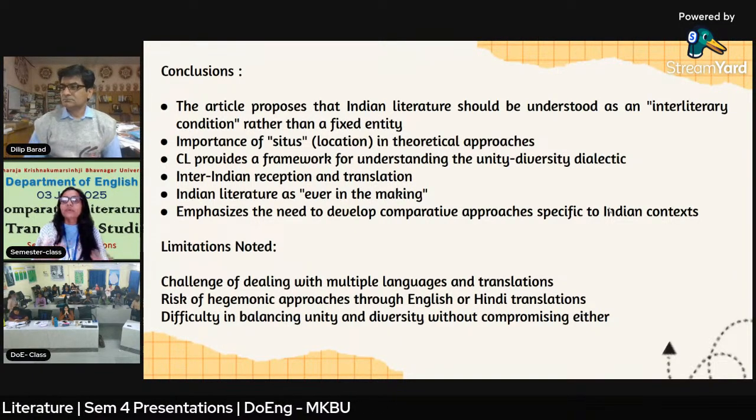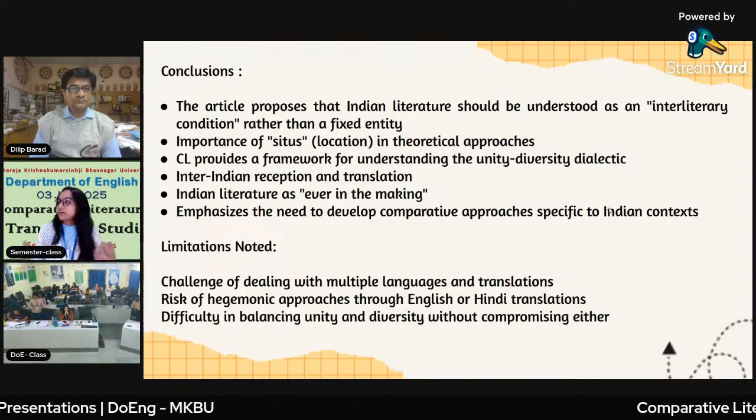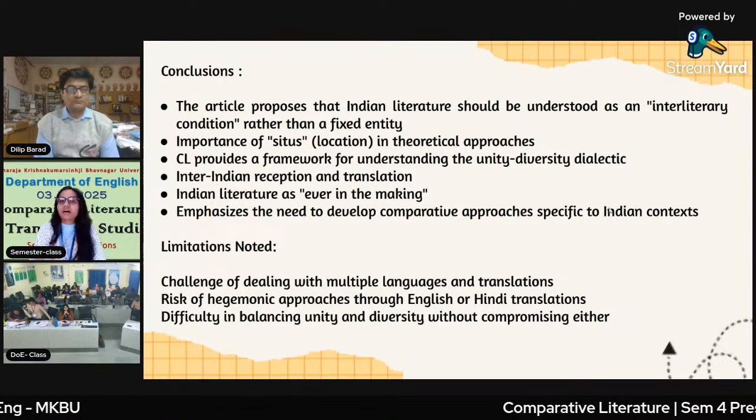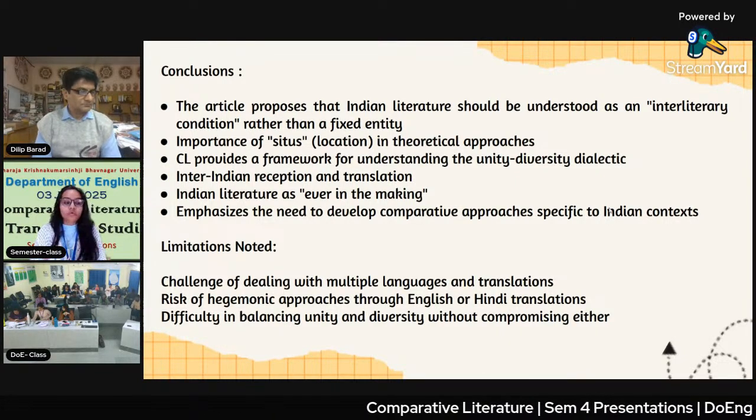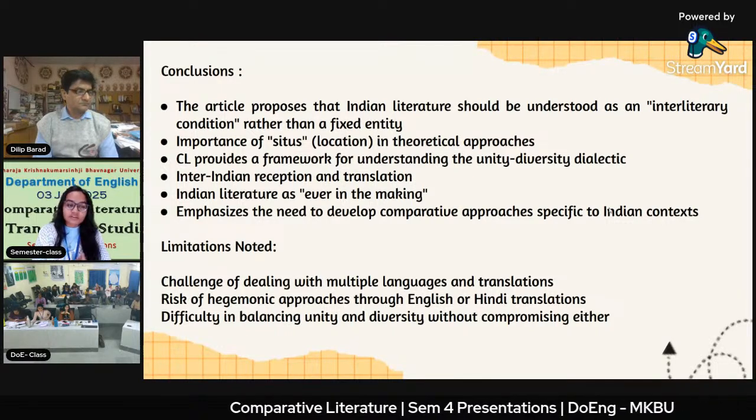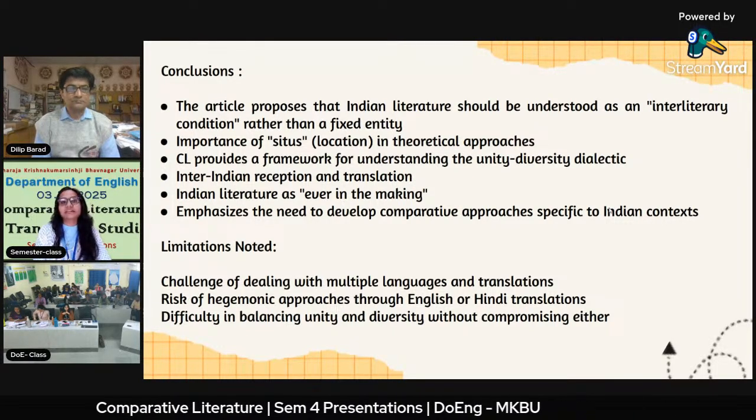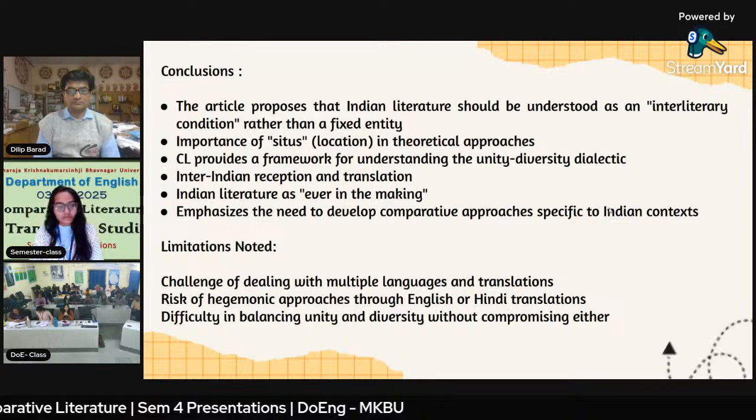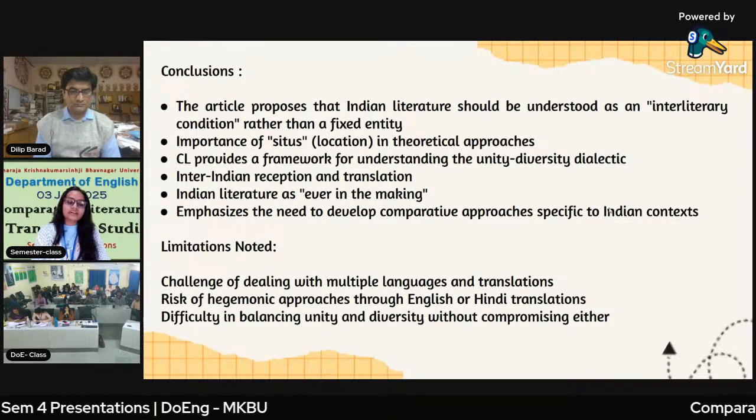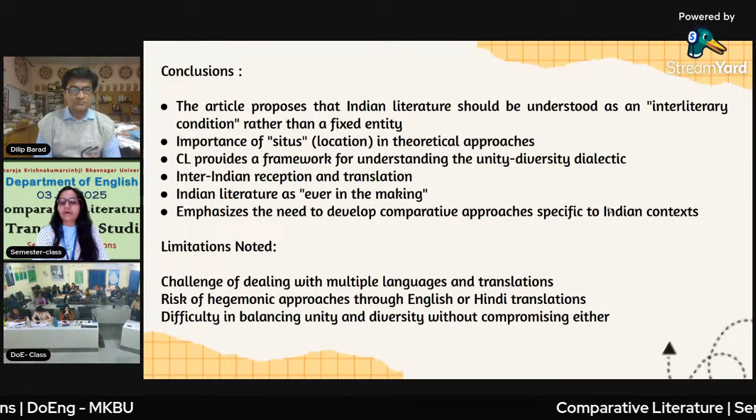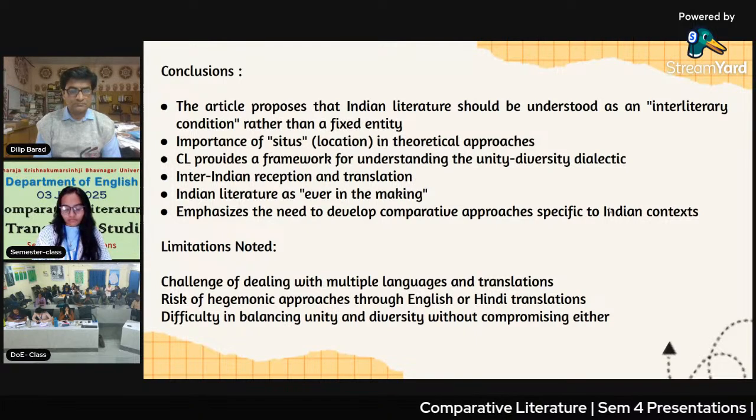We need many people to come together, have a dialogue and make a kind of theory. There is, of course, as Bhumi mentioned, the risk of a hegemonic approach through English or Hindi translation when doing archives. And there is also difficulty in balancing universality and diversity without compromising either.